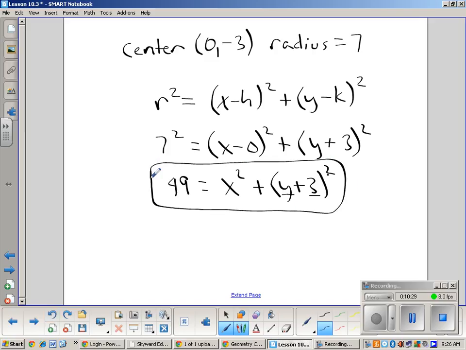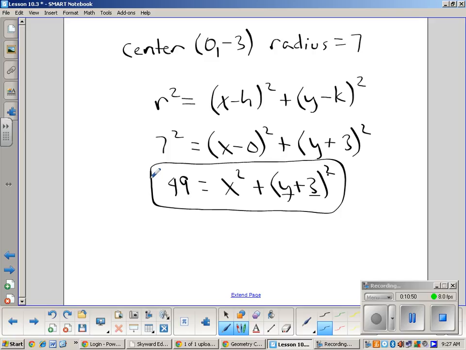So if that number wasn't 0, like if it was a 2 or something, would you just leave it the same way? Yeah, it'd be x minus 2 squared. So basically, you just plug the numbers in. Do we ever have to solve these answers? No, not like this.